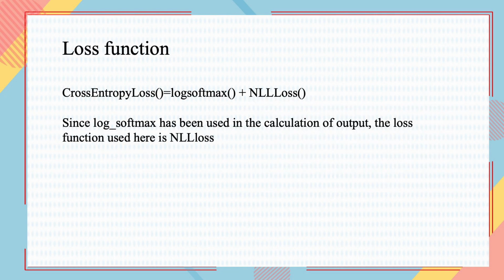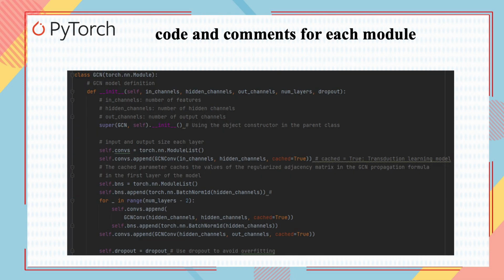For the semi-supervised classification problem, the expected cross-entropy on all labeled nodes is used as the loss function. The cross-entropy loss is similar to NLL loss. The only difference is that it does softmax for us. So we have that cross-entropy loss is similar to the combination of log softmax and NLL loss. Since log softmax has been used in the calculation of output, the downstream function of the calculation error should become NLL loss.